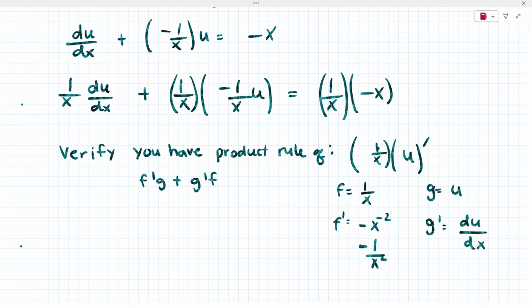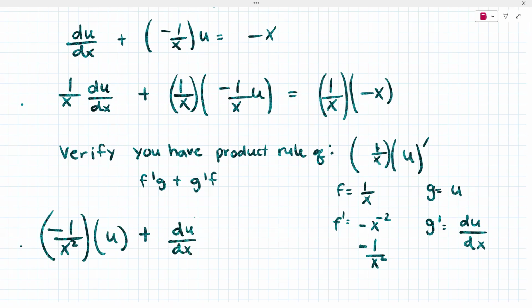Okay, so f prime of g plus g prime of f, does that match? I think so. My f prime is -1 over x squared times g, which is u, plus g prime, which is du dx, and then my f is 1 over x. Yep, it definitely looks like this, just in a different order. It's the same thing as this. So we have verified it.